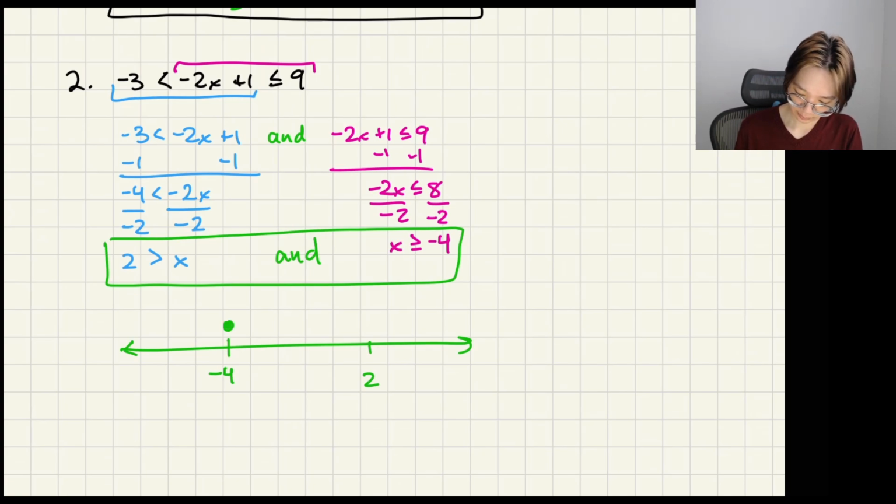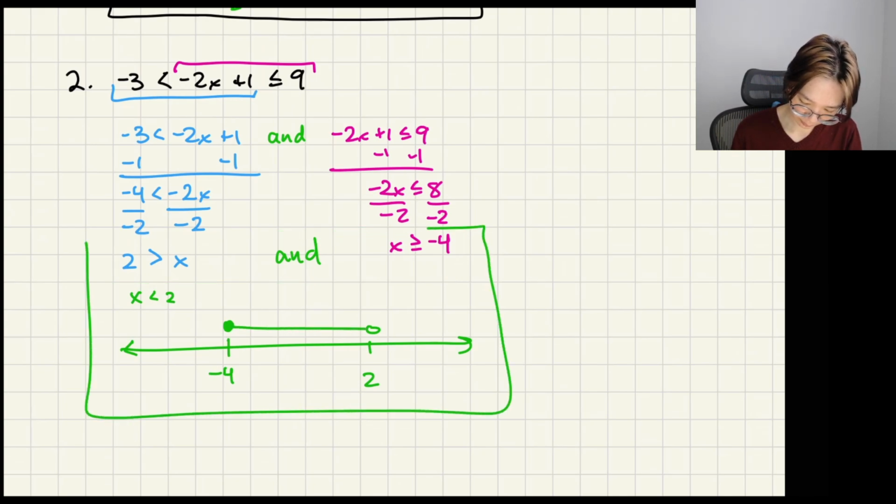Closed circle here. It's greater than -4, for 2, open circle here. X is less than 2 if you want to flip that around. So it goes this way, and they do overlap each other. Oops, in the middle. So this is your answer.